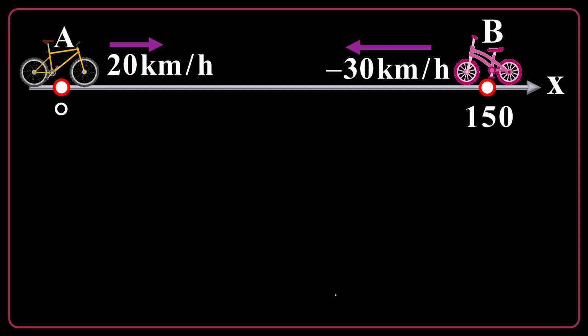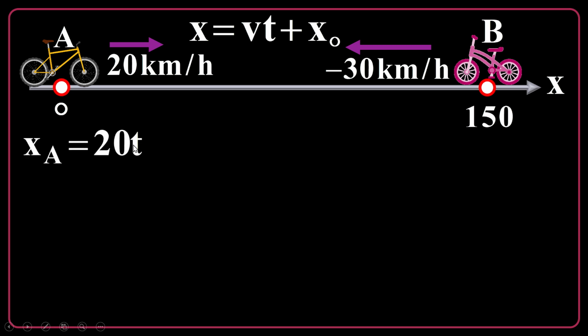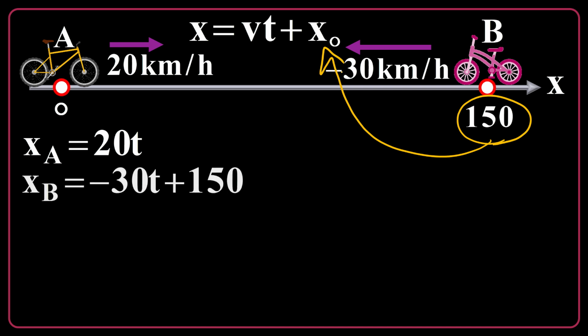Let's do it. The general format for the position-time equation in uniform motion is x equals vt plus x naught. Okay, for A, x naught is 0 because A starts from 0, and the velocity is 20, so I write it as 20t. Pay attention, 20 is in kilometers per hour, so the time you find will be in hours. What about B? B starts from 150, so x naught for B is 150 and the velocity is negative 30. So negative 30t plus 150.